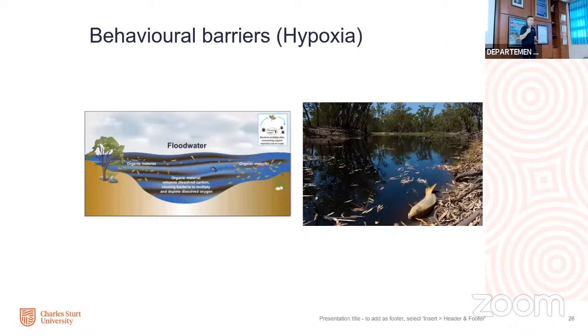This is a common one as well, areas where rivers have low oxygen. Obviously, fish can't survive in low oxygen. They will swim away from this area, or sometimes they will die. This is what we call hypoxia. This creates a very big, significant barrier to fish. They won't swim in that area and they will actively avoid it.